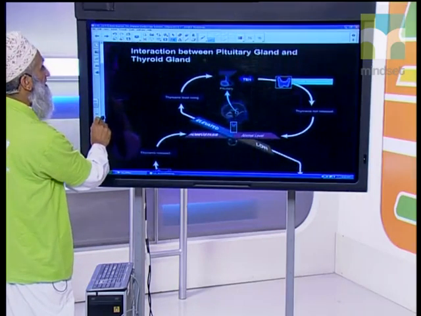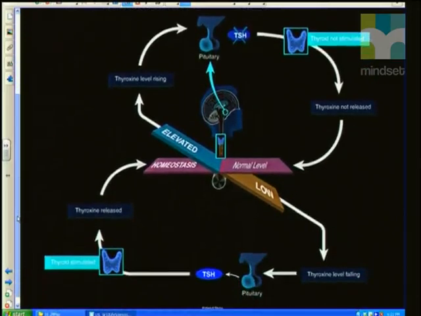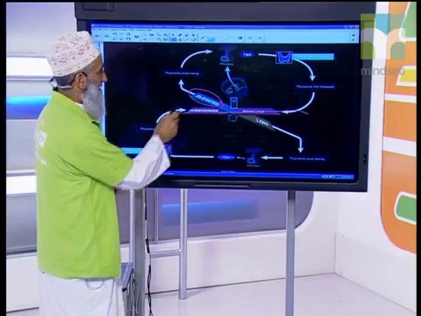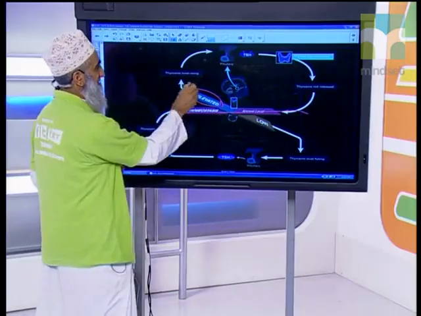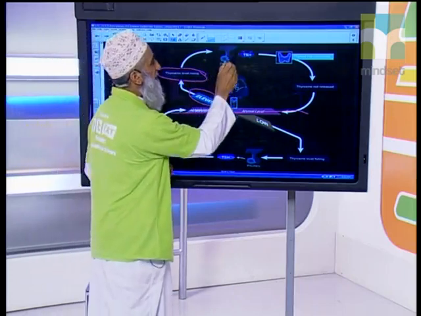Still carrying on with our summary, the interaction between pituitary gland and thyroxine. Here's an example of a negative feedback mechanism. If this is the normal level of thyroxine, if for some reason it is elevated, by the way, for you OBE learners, elevated means increasing, okay? If the thyroxine level is increased for some reason, it stimulates the control center.